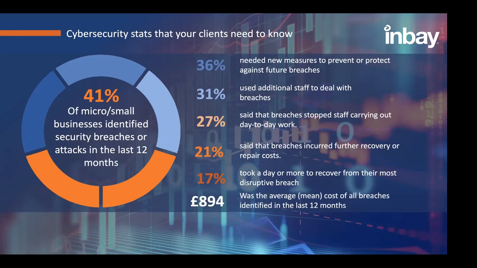31% use additional staff to deal with breaches. They had to bring people in so they can run their business if they were fortunate enough to be able to do that. A lot of businesses now operate online. So if they lose their data, they cannot trade. And that's the impact it has when they are attacked. 27% said that the breaches stopped staff carrying out day-to-day work. Well, if you haven't got access to your data, you can't work. So we can understand how that is the case.